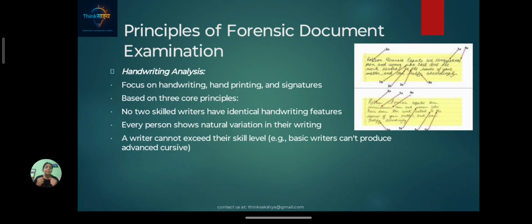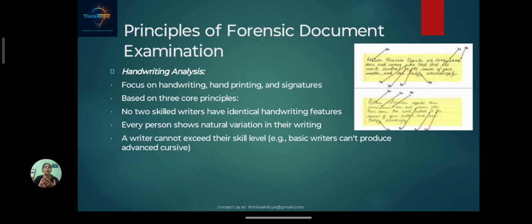Second, every person shows natural variation. If I am in a normal state, with no external environmental conditions or health issues hampering my writing, I will write normal handwriting. But if I am ill or in a very cold environment, it might be possible that my hand shivers a little bit. While my hand is shivering, my writing will be slightly different. Or if I am weak, then I may not write the same way as I write when I am normal. So every person can show natural variation.